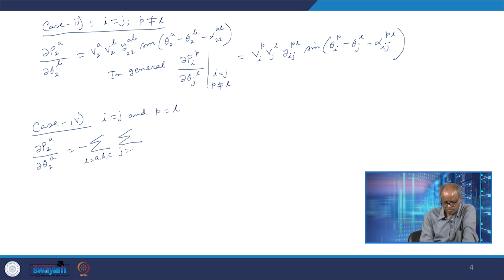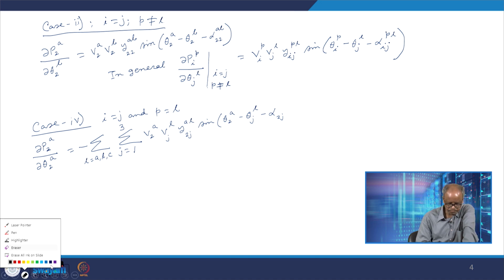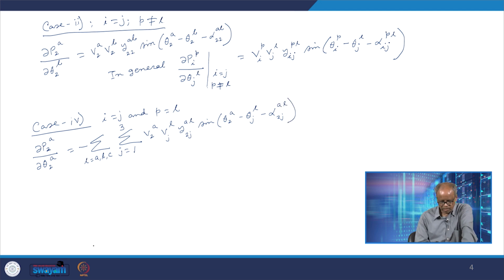then J is equal to 1, 2, 3, then V2A, VJL, Y2JAL, sine of theta 2A minus theta JL minus alpha 2JAL, right. What is the condition? The condition is that either I is not equal to J or P is not equal to L or both. That is the condition.